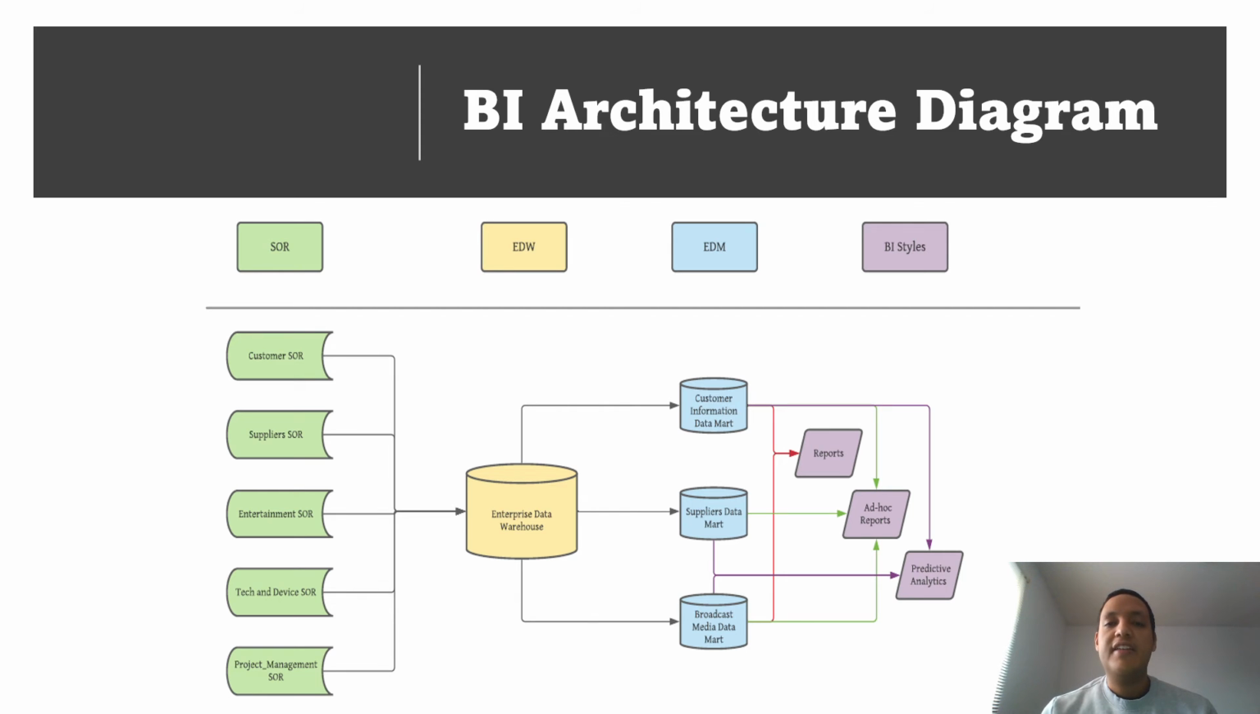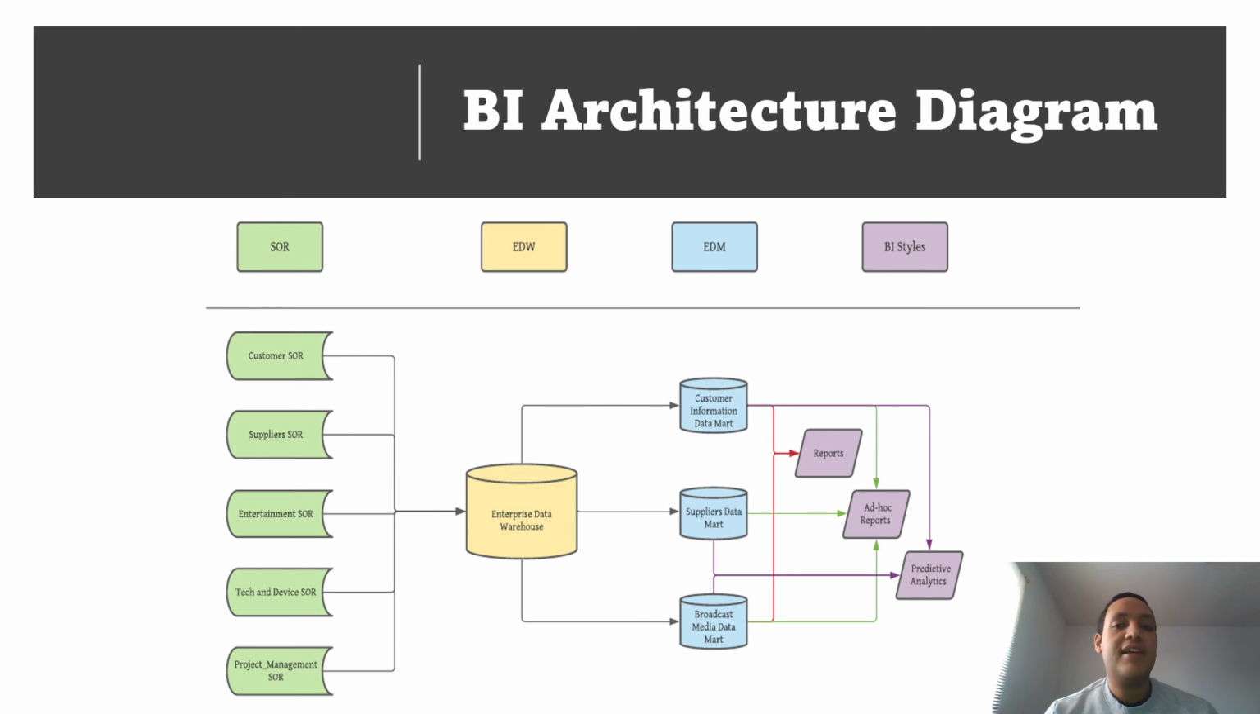Well, thinking about the data architecture, we have decided to have a hub and spoke diagram, especially because it is the best practice nowadays for companies. On the left hand, you can see our system of record that will provide us the information for a single enterprise data warehouse.